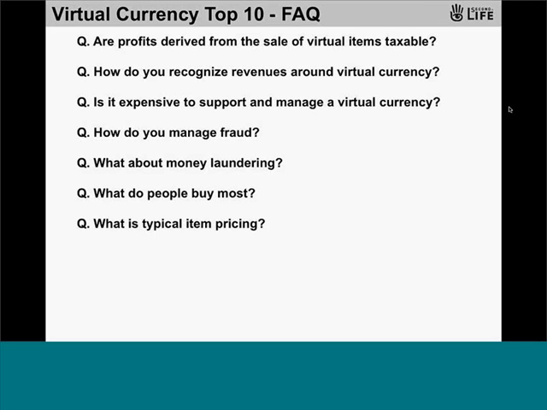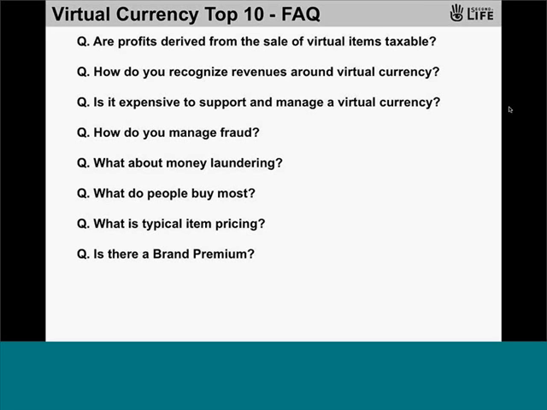Typical item pricing. There's a median price and a mean price. The mean price is interesting because it represents some very, very big transactions. I think Entropia has at one point mentioned there was an item that was sold for over $100,000. It was like a Moonbase or something, pretty dramatic. But the truth is the most popular price points are in the range of $1 to $3 to $4, and so they tend to be relatively inexpensive relative to real-world goods.